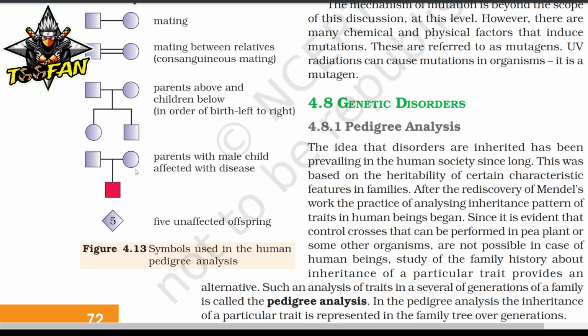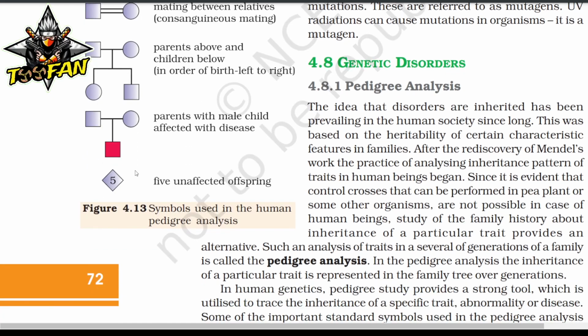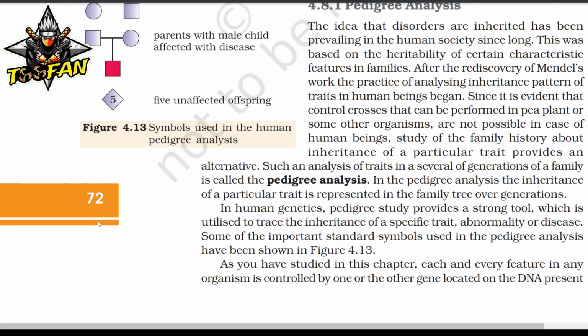Such an analysis of a trait in several generations of a family is called pedigree analysis. In pedigree analysis, the inheritance of a particular trait is represented in the family tree over generations. In human genetics, pedigree study provides a strong tool which is utilized to trace the inheritance of a specific trait, abnormality, or disease. Some of the important standard symbols used in pedigree analysis have been shown in the figure.